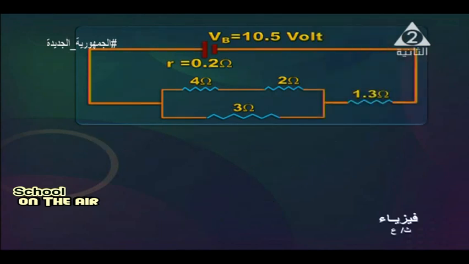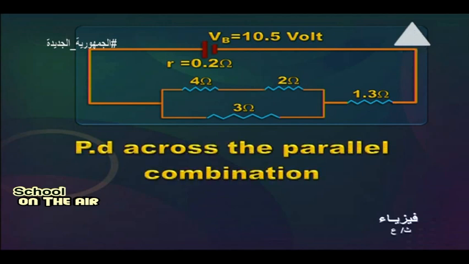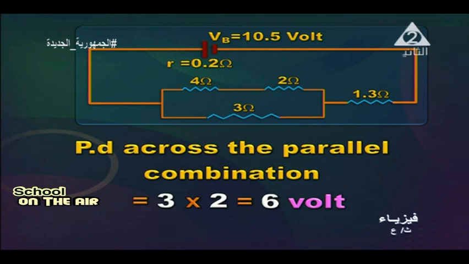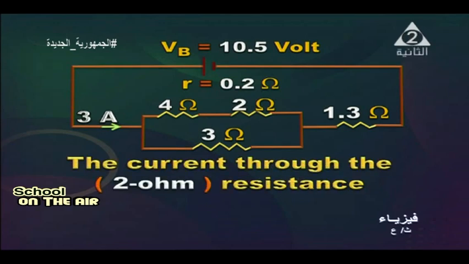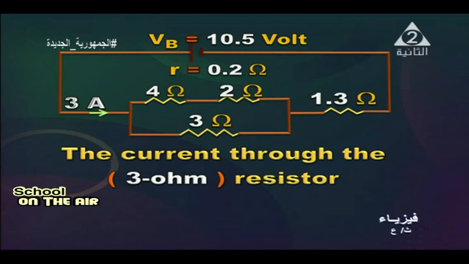And now we need to calculate the potential difference across the parallel combination. The potential difference across the parallel combination is 3 times 2, which is 6 volt. 6 volt divided by 6. Okay, this is very important. The 2 ohm and 4 ohm make just one resistance of 6 ohm. So it is 6 over 6, 1 ampere. And 6 over 3 is 2 amperes. To calculate the current passing through the 3 ohm, 6 over 3, as I said, it is 2 amperes.